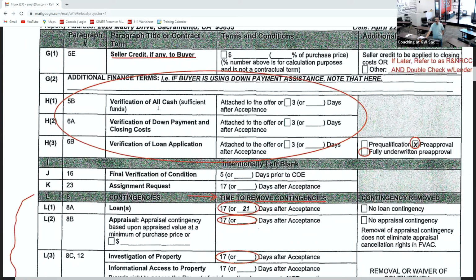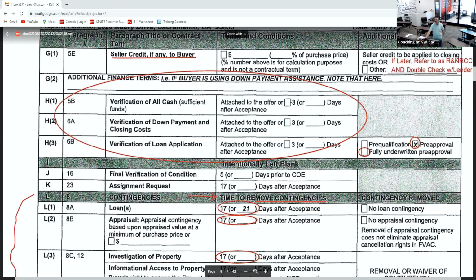When it talks about verification of all cash, verification of down payment and closing costs, verification of loan application, I would go with the defaults on this. Normally, this type of stuff can be referenced in your lender's pre-approval letter.